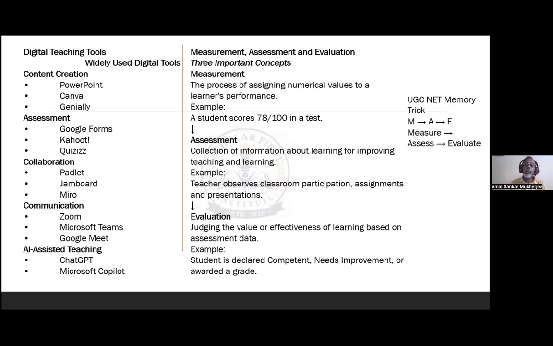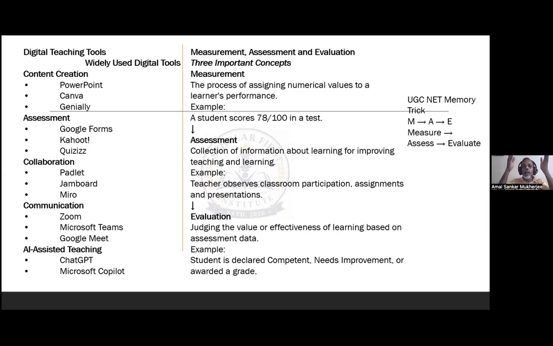Just an example: a student is declared competent. What exactly are we doing in evaluation? We are taking a decision about the student on the basis of the measured value and the assessment observations. The decision is like this: the student is declared competent, or the student needs improvement, or the student is awarded a grade. This type of decision is taken at the end of evaluation.